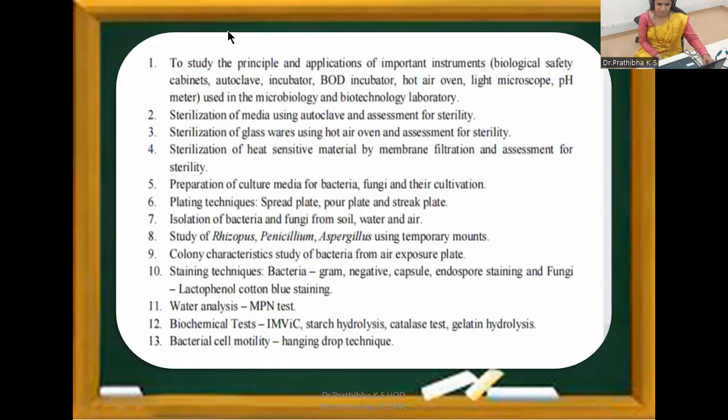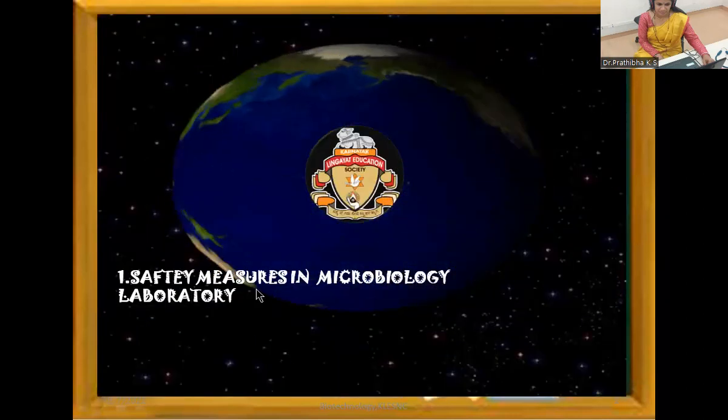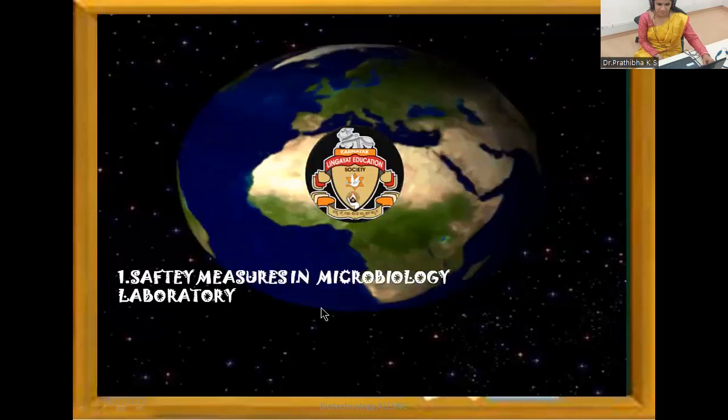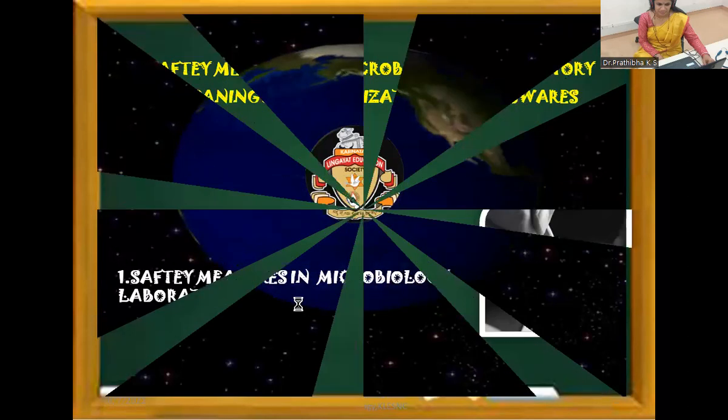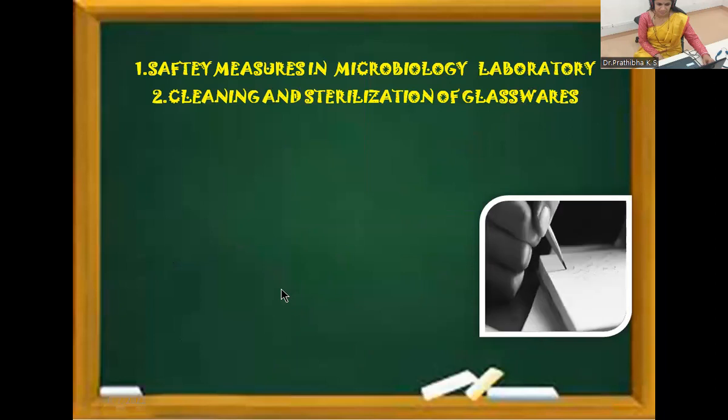Before going through all these 13 different experiments, the first and most important thing is that in the microbiology laboratory, you must go through safety measures. Now let us go through what safety measures you need to follow. After safety measures, you must also understand cleaning and sterilization of glassware. That will be dealt with in another video.